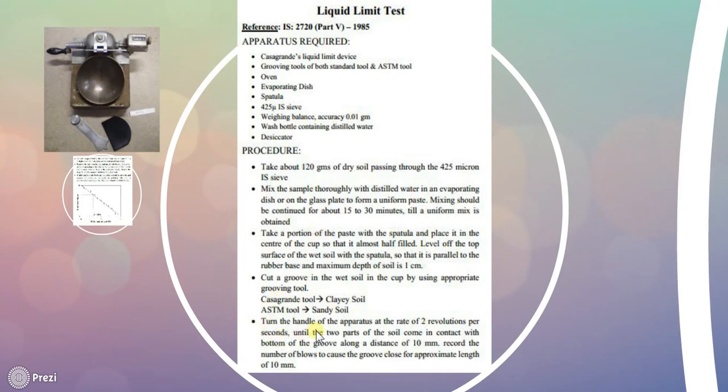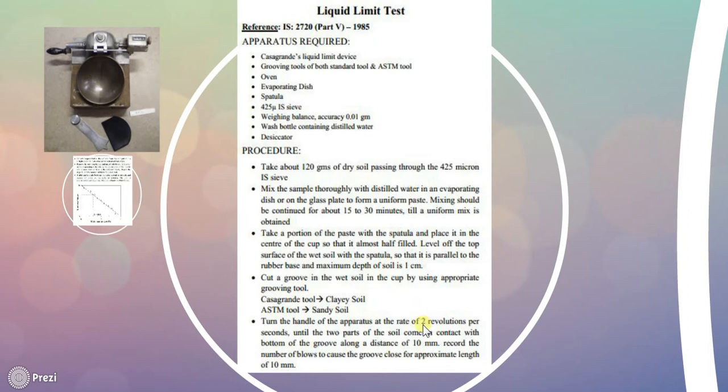Then turn the handle of the apparatus at the rate of 2 revolutions per second until two parts of the soil come in contact with the bottom of the groove along a distance of 10 mm. This means that when you fill this cup and level it with a spatula, you should start moving it. By moving this knob, you will make this cup go up and down by revolutions.